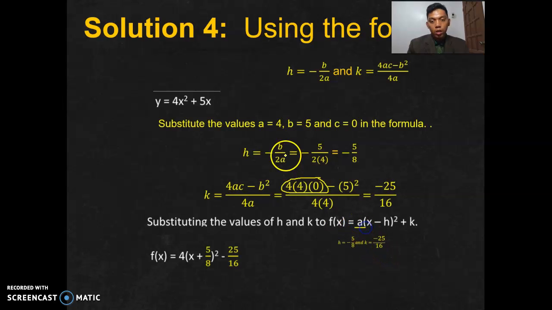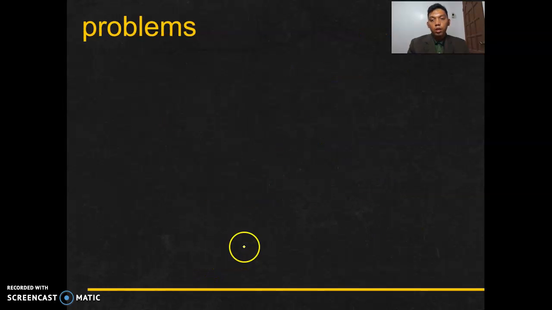So a is 4. There we substitute. H is negative 5 over 8. So negative here, then substituted by negative, multiplied by negative 5 over 8, so it becomes positive. Then this one is positive, so when you replace, it becomes minus 25 over 16. So all in all, 4 quantity x plus 5 over 8 squared minus 25 over 16. Right?